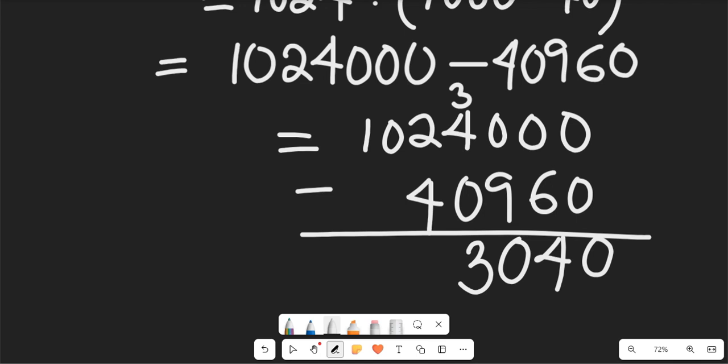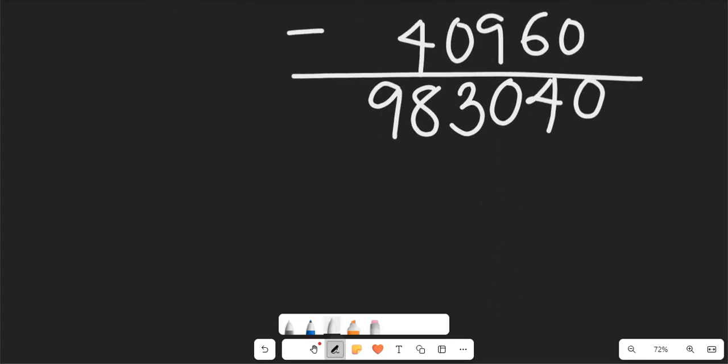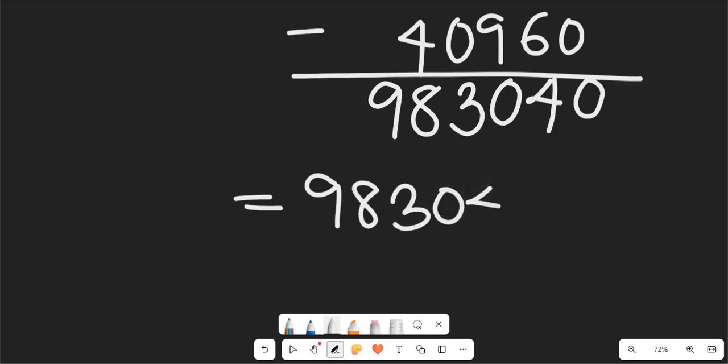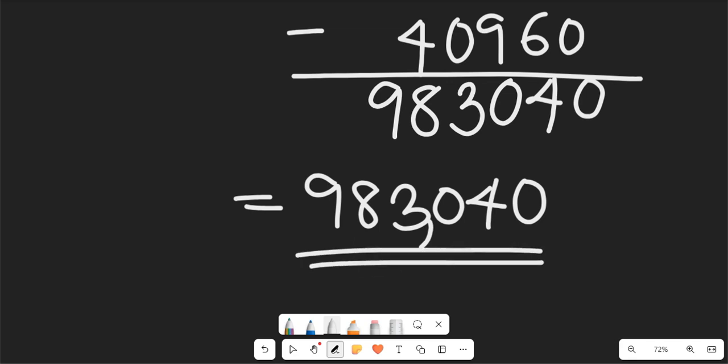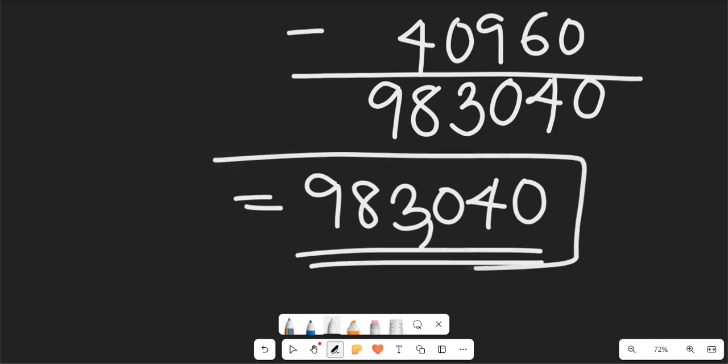We borrow 1 to give me 12. 12 minus 4 is going to give us what? 12 minus 4 is going to give us 8. And then we'll have 9 remaining, and that 9 will be here. So the solution to this expression will now be equal to 983,040. That is 983,040, and that's the solution to that expression given to us up there.